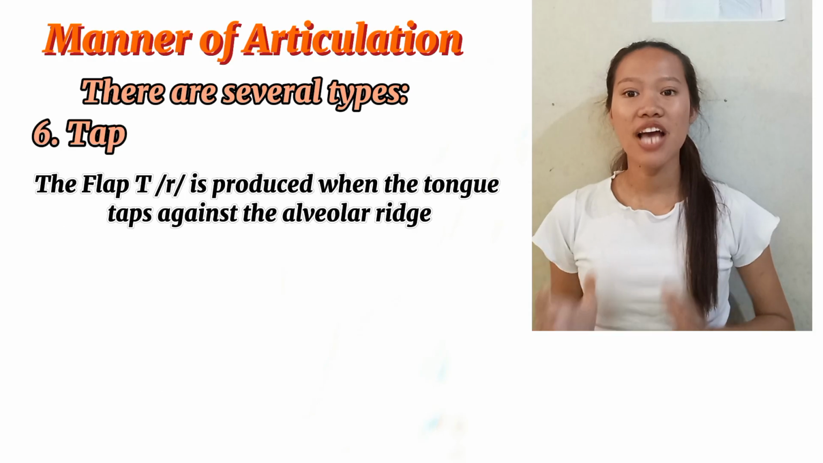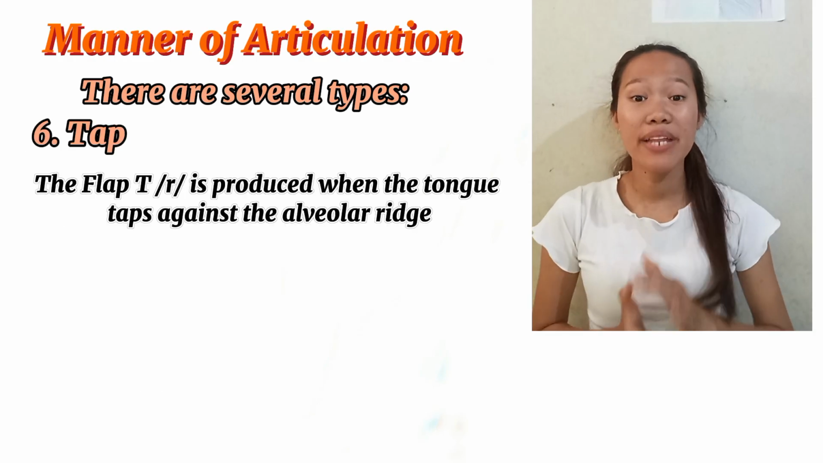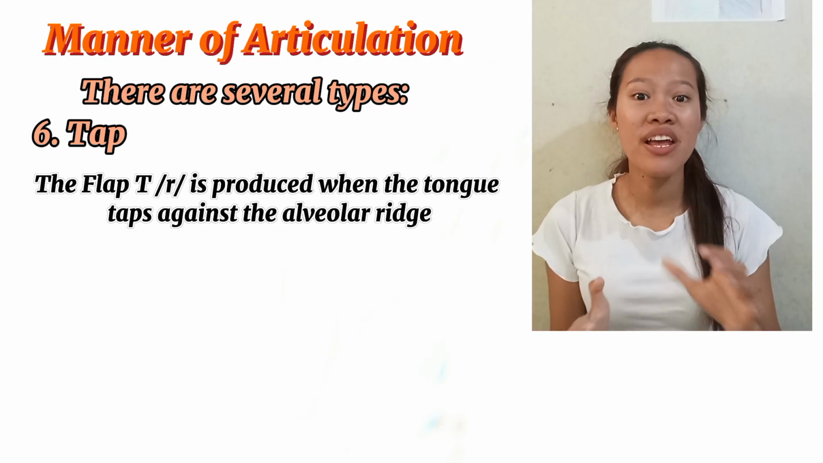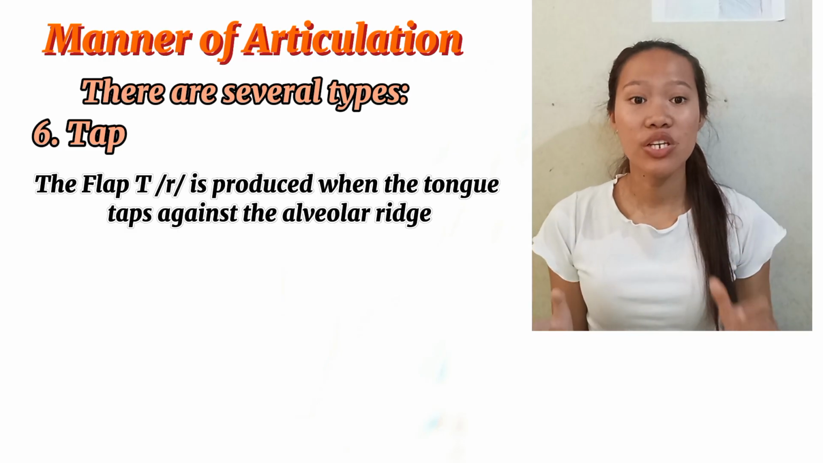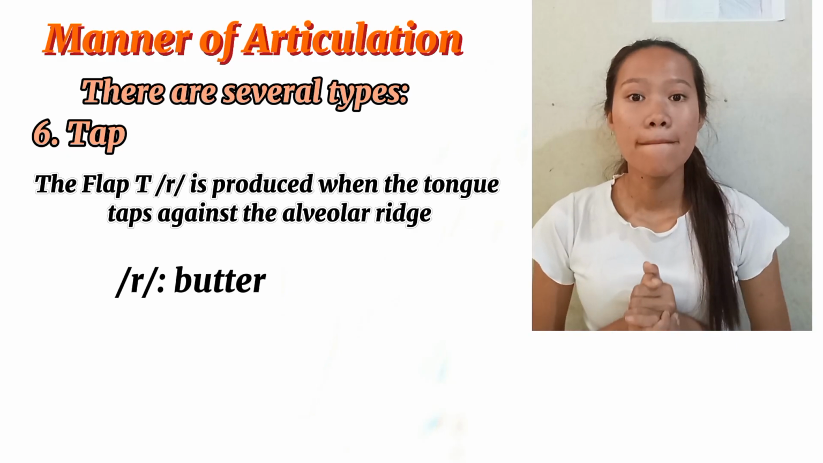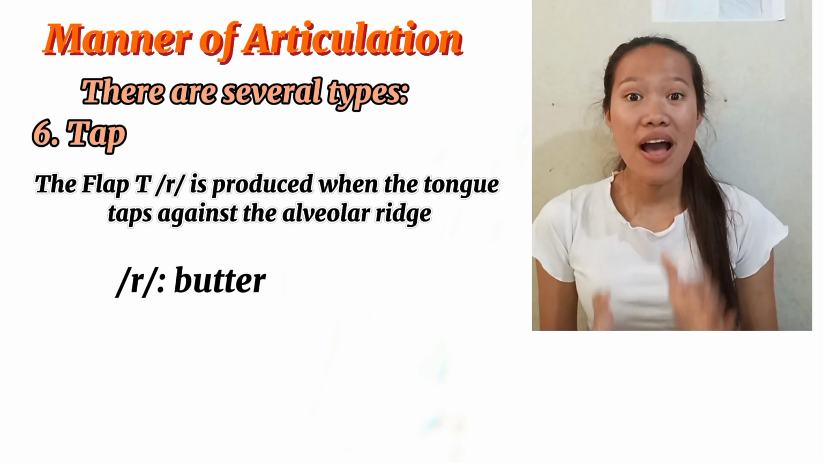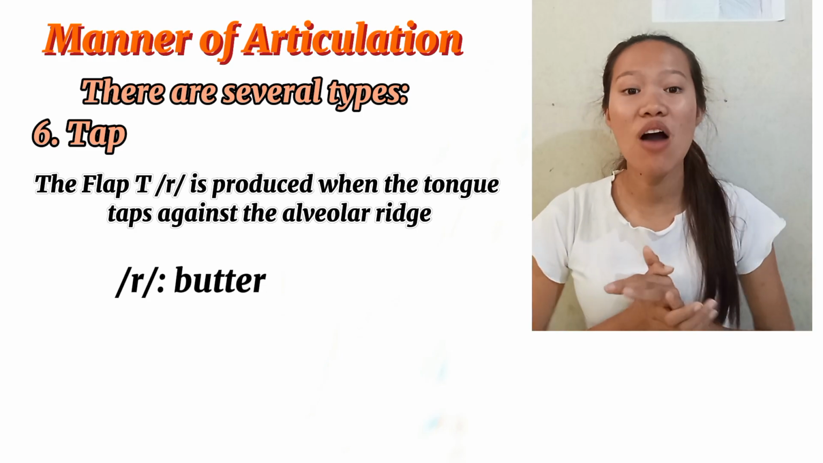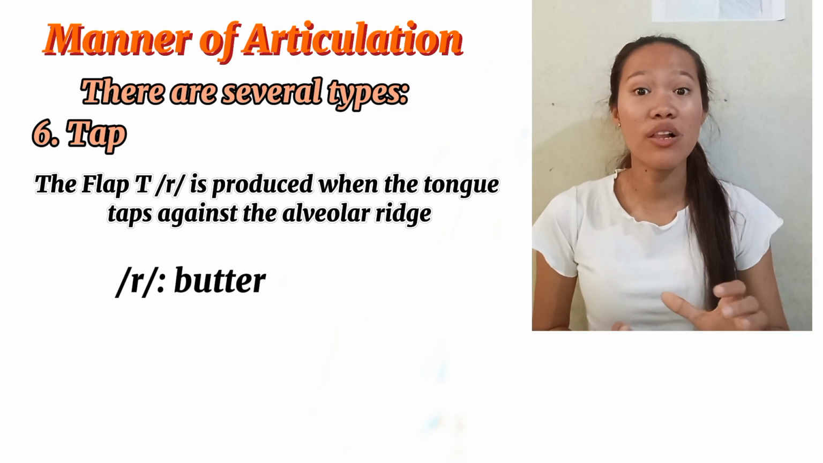Next is tap. A tap is a sound made by quickly touching one part of the mouth with another and then releasing it immediately, like the flap T. For example, butter. So this tap sound often happens in the middle of words.